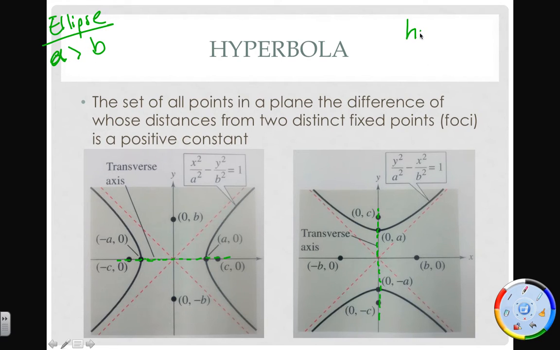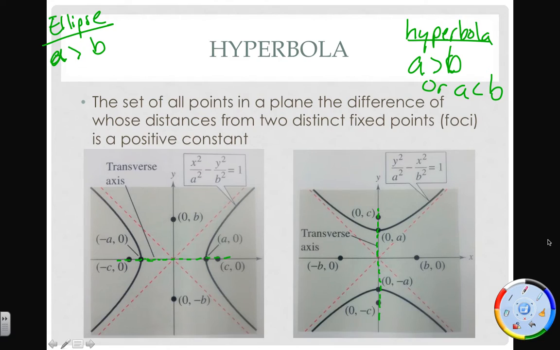But with a hyperbola, a could be bigger than b, or a could be less than b. So it doesn't actually make any difference for the size of a and b. An ellipse is defined by the direction where a is bigger than b. But for a hyperbola, a is always the number underneath the variable x or y, depending on which direction it opens.